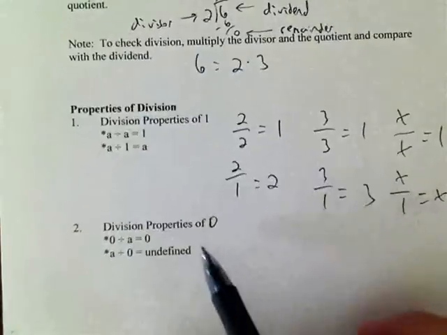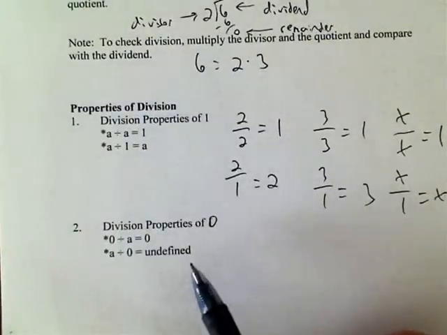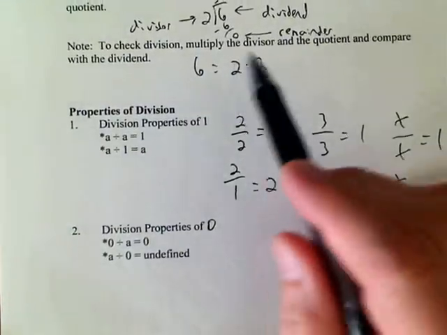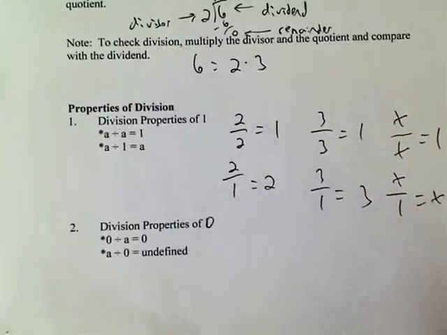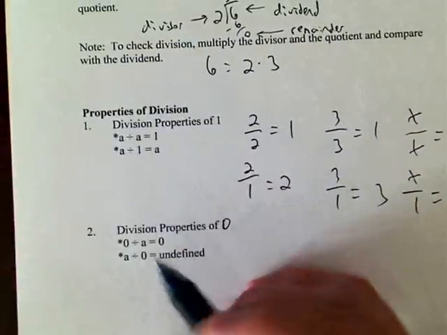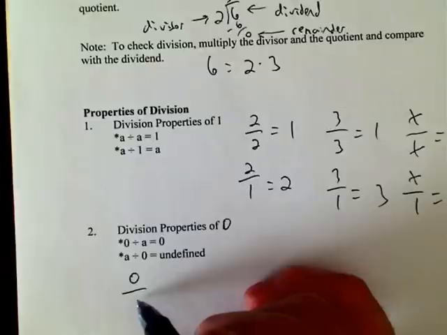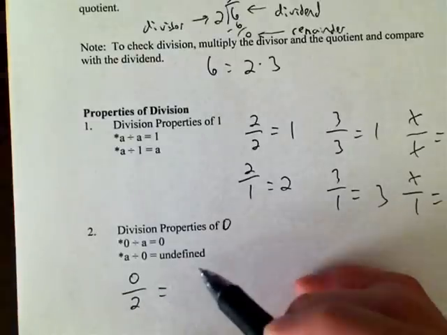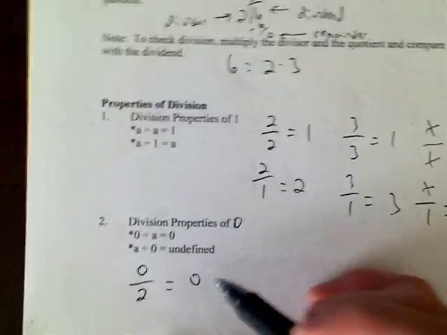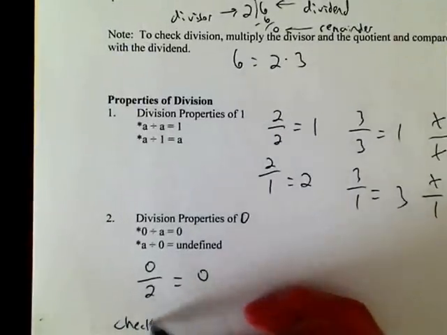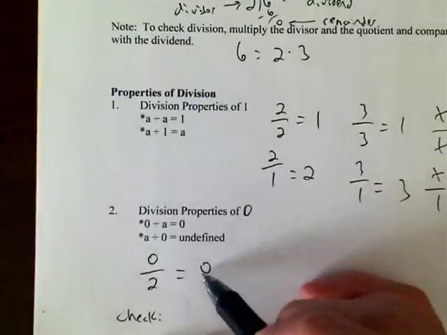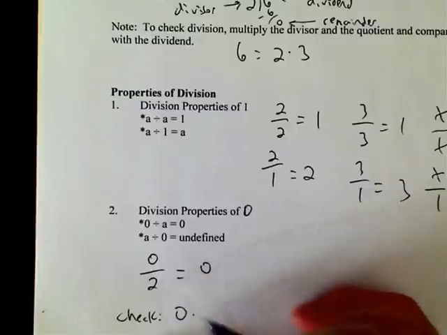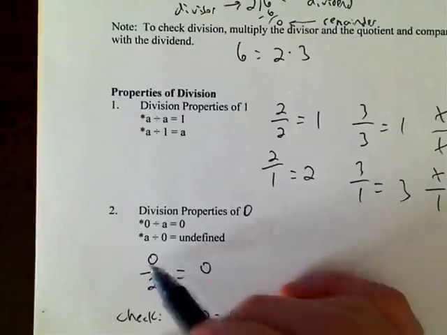Now let's do these division properties of 0. One of these a lot of people miss, and we're going to use this check to explain how to get these right at all times. So we're going to take an example and do 0 divided by 2. Now the answer is 0, because when we check it, we're going to take that 0 and times it by that 2, and it does give us 0.